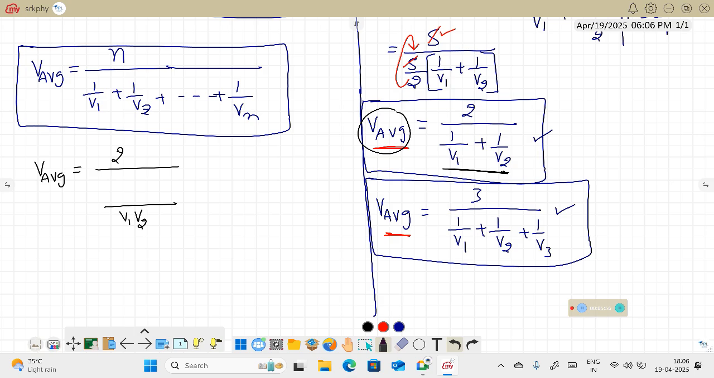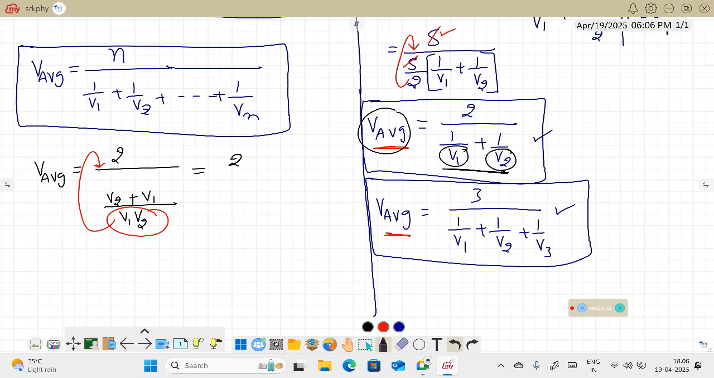So if you take an LCM for this one, here already V1 is there, so 1 into the remaining term is V2. Similarly, for the second term, V2 is there, so if you leave V2, the remaining is V1. V1 into 1 is V1. So if you solve this one, you are going to get 2 into the red mark one. This is V1 into V2. This goes to the denominator.